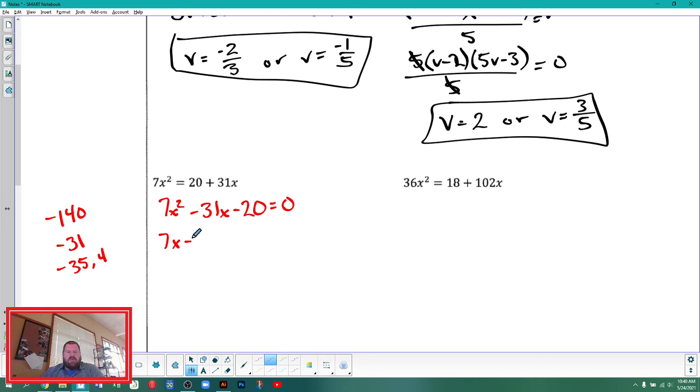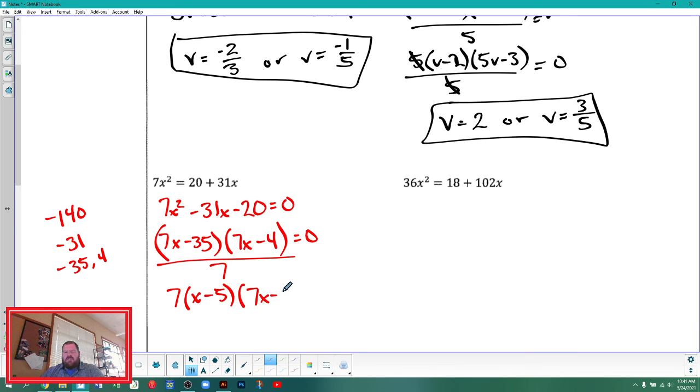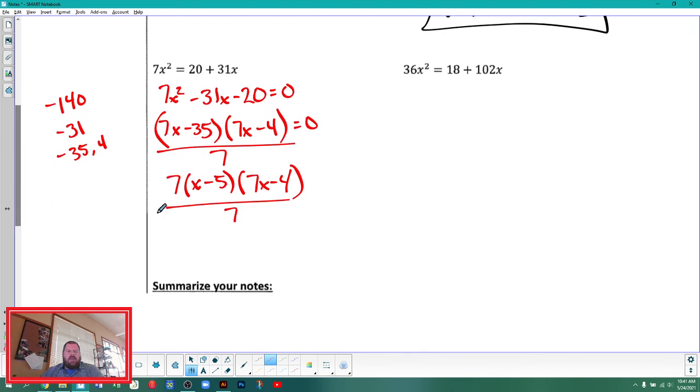So 7x minus 35 times 7x plus 4. And that's going to be off by a factor of 7. That common factor of 7 is in the first one. x minus 5, 7x plus 4. And those 7's cancel out. That equals 0. Meaning that x is either equal to 5 or x is equal to -4/7.